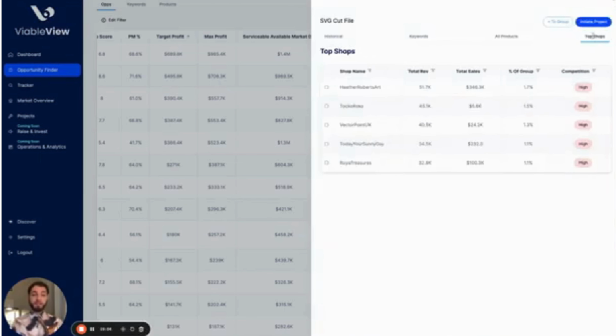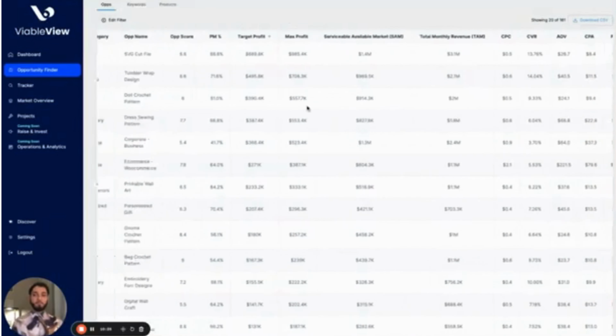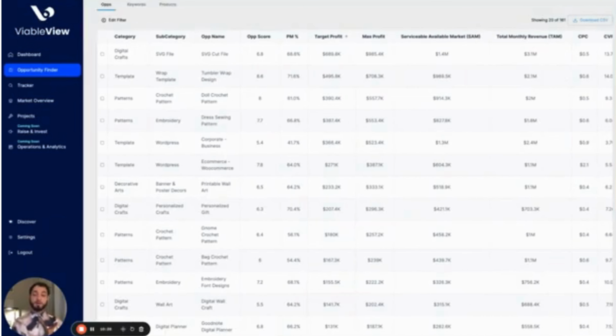And then last but not least, you're able to view the top shops and the revenue distribution of each. Here we have Heather Roberts Art, they're 1% of this total group. We're able to click on them and actually view their shop as a whole. So you're able to find the best-selling shops associated with that opportunity. In addition to the opportunities themselves, we also output keywords and products. We're going to jump over to products and then we'll finish with keywords.